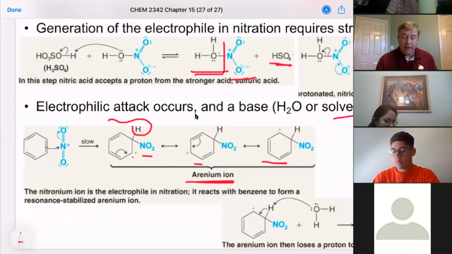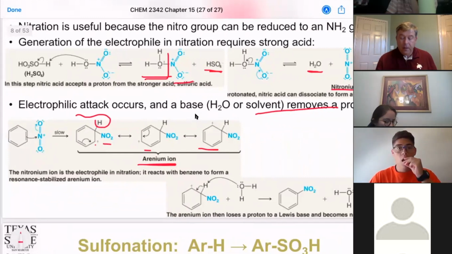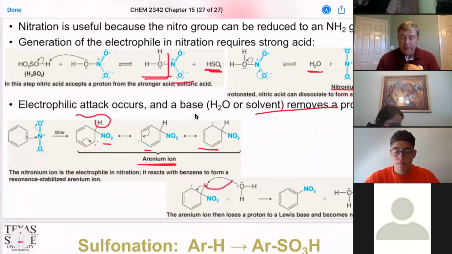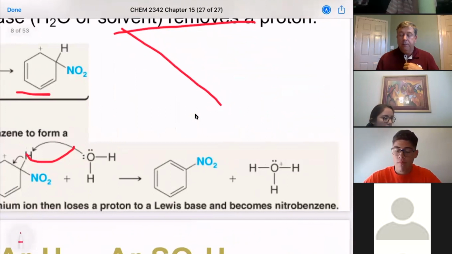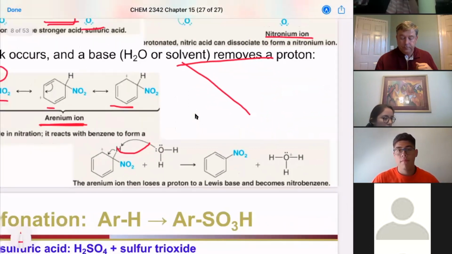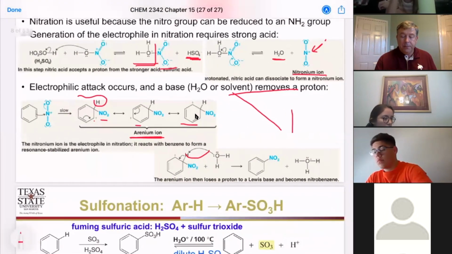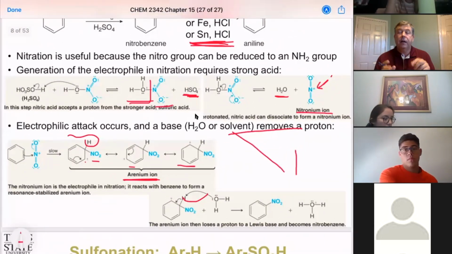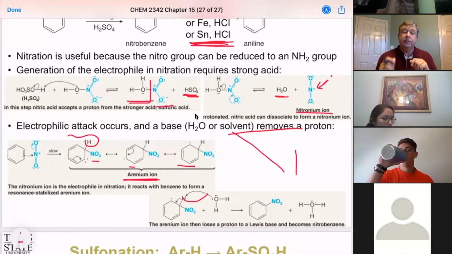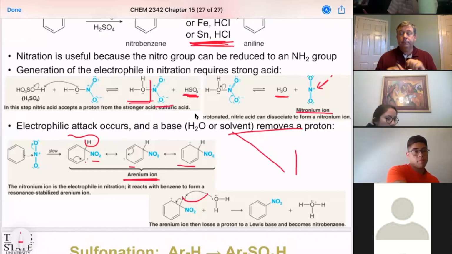And then, as our last step, something comes in and acts as our Lewis base. In this case, we can use water, or we can use the bisulfate ion as our base. It'll deprotonate the arenium ion and generate our re-aromatized nitro compound, plus our protonated water or sulfuric acid species. So again, all three steps are the same. The only difference is the generation of a different positively charged species that reacts with the benzene.